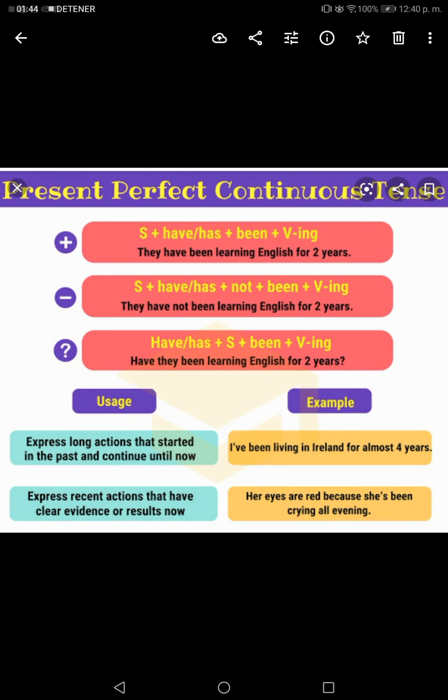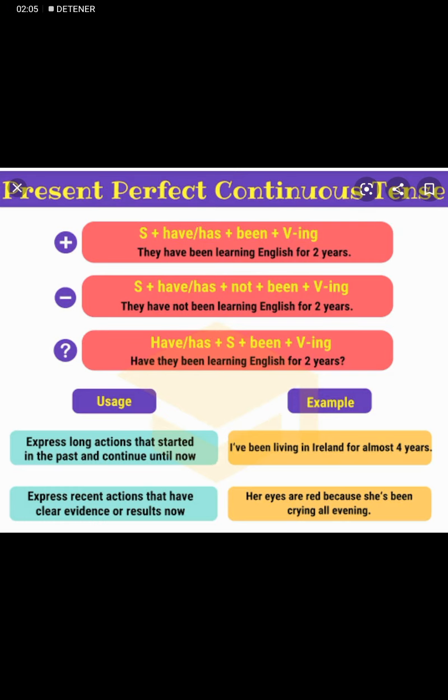So we have the subject they, we have the auxiliary have because the subject is they, then we have the auxiliary verb to be, been, in past participle, and finally the main verb is in ing form. This is the complement.